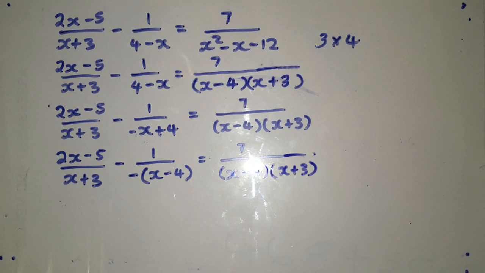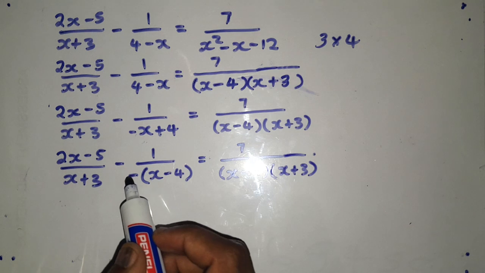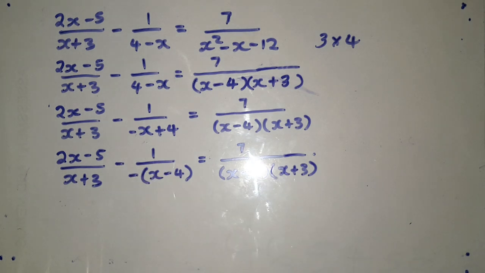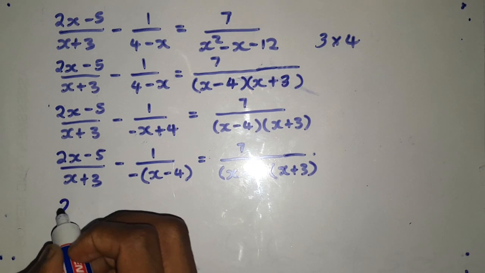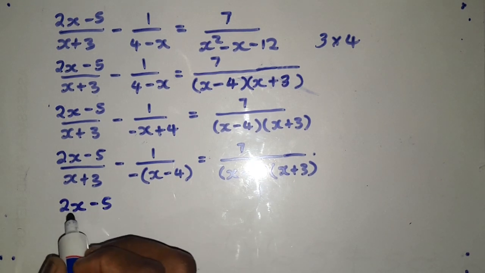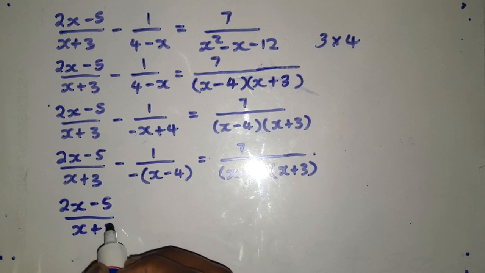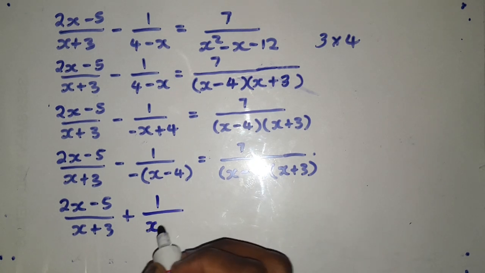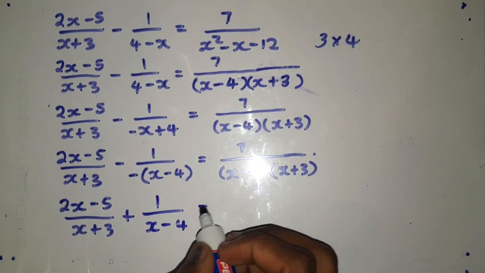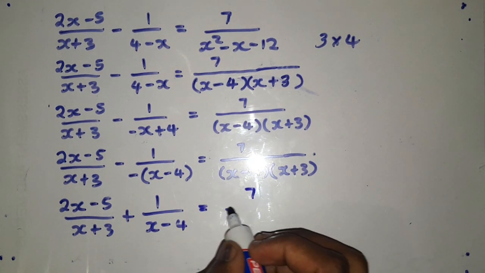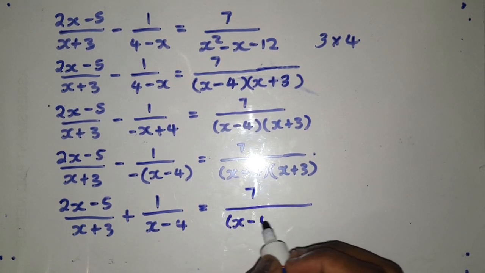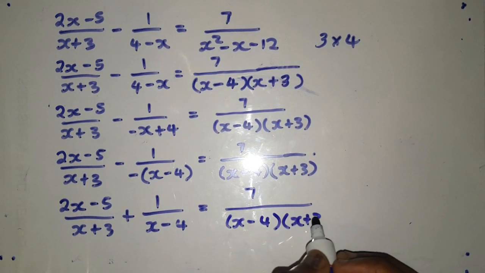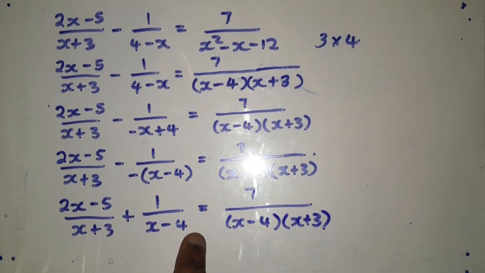So what about this side? If you multiply negative with negative, what are you going to get? So simple, we are going to get plus. Then we have 1 over x minus 4, equals 7 over (x minus 4)(x plus 3). Now we have x minus 4 and we also have x minus 4, we have x plus 3 and this side x plus 3. So simple.